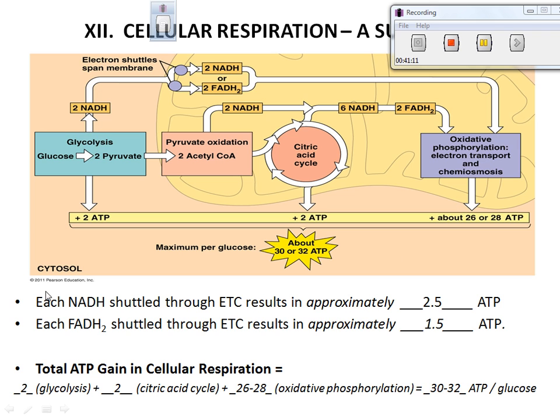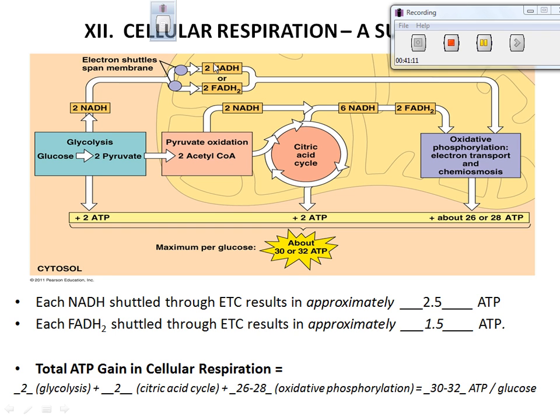So what the new, I guess, 2013, the new numbers that they're releasing that we're going to go with is that for each NADH, this little bullet point down here, each NADH that's shuttled through the ETC, the yield is about 2.5 ATP. For each FADH2, the yield is about 1.5.